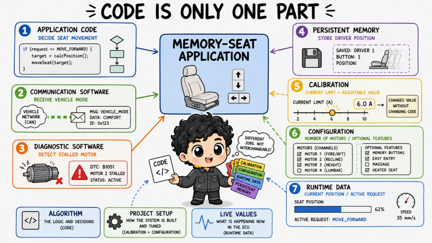Code is only one part of the software content. Calibration values adjust behavior without changing the complete control algorithm. A current threshold, movement speed, or timing limit can be represented as calibration data. Configuration determines which features, channels, and communication paths exist in a particular ECU variant. Runtime data contains the temporary values produced while the program is executing. These categories must not be confused. Changing a calibration value is different from rewriting an algorithm. Selecting a configured feature is different from calculating a runtime sensor result.